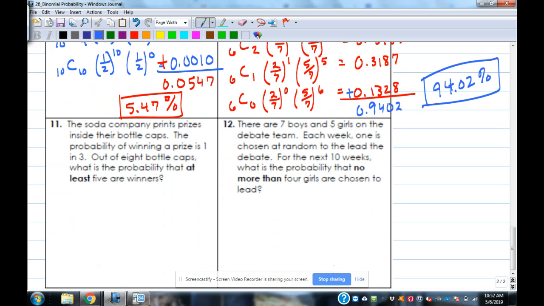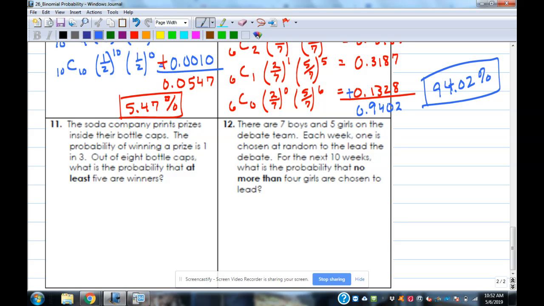Number 11, a soda company prints prizes inside their bottle caps. The probability of winning a prize is 1 in 3. Out of 8 bottle caps, what's the probability that at least 5 are winners? So what are we taking into account there? At least 5, so that means 5, 6, 7, and 8. So we got 4 things that we got to find there.